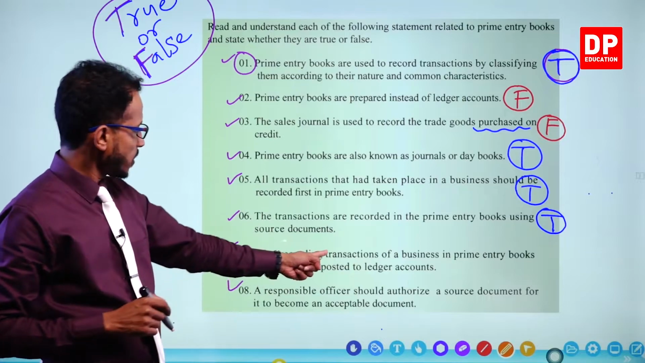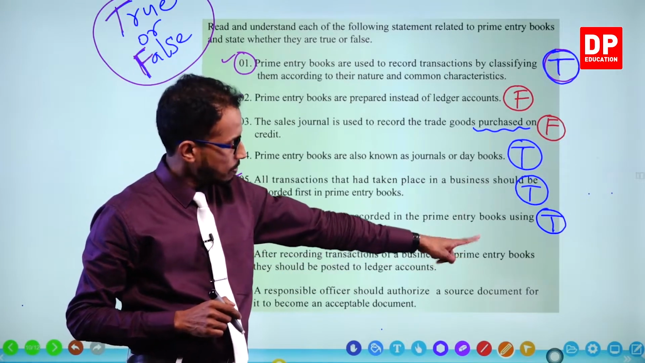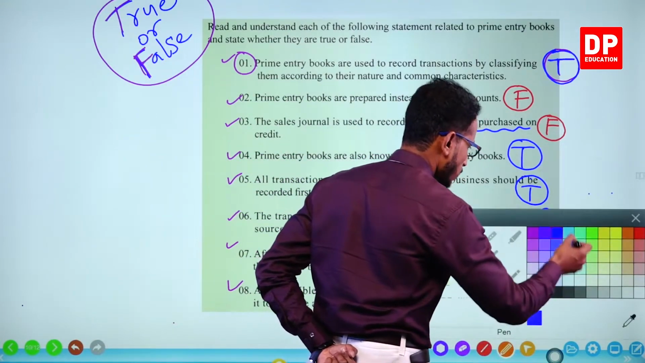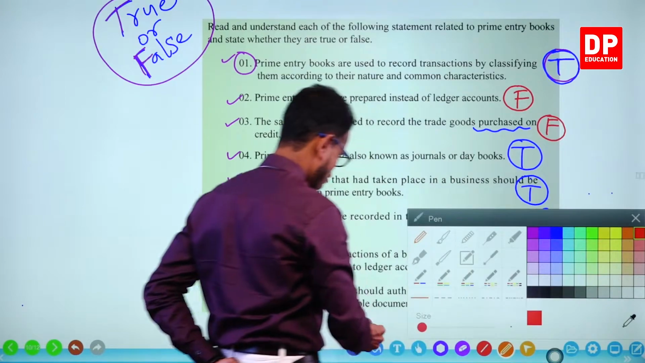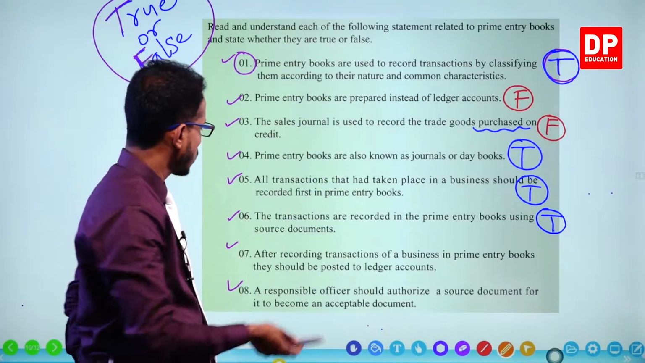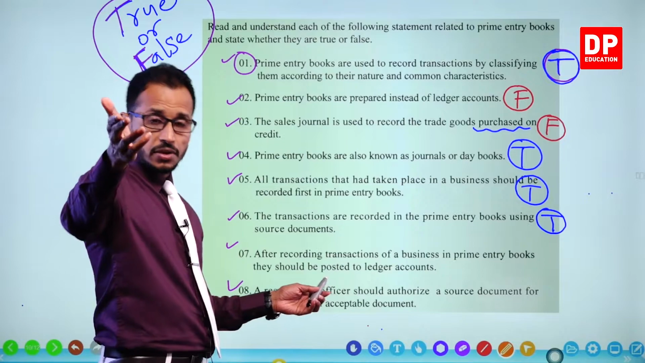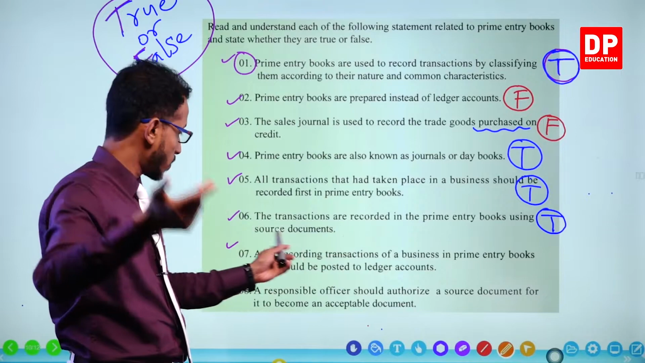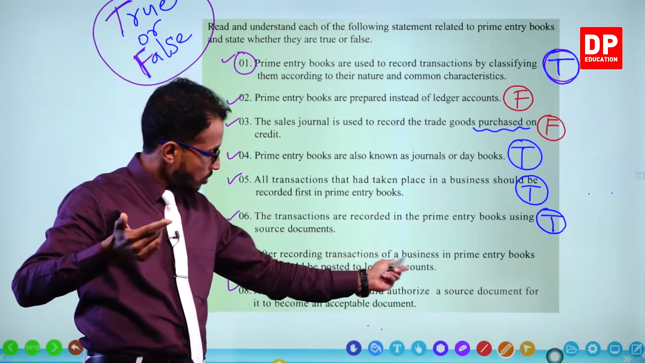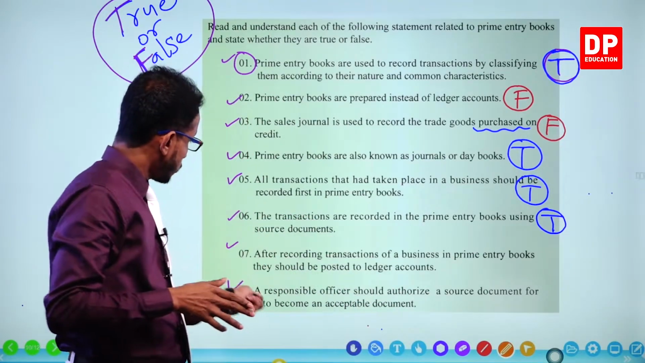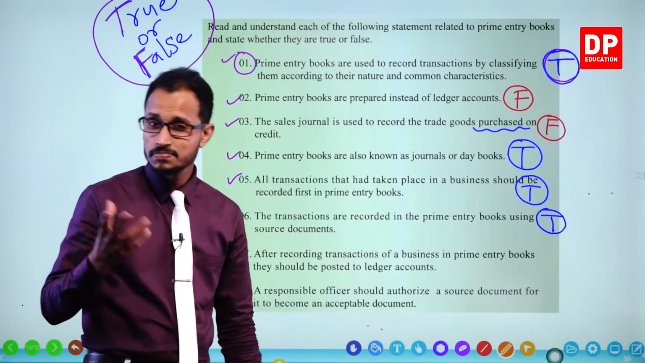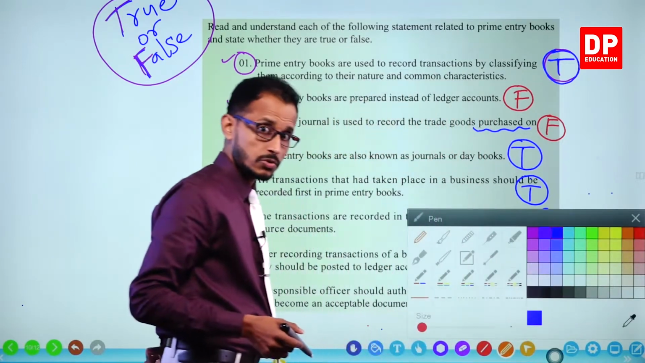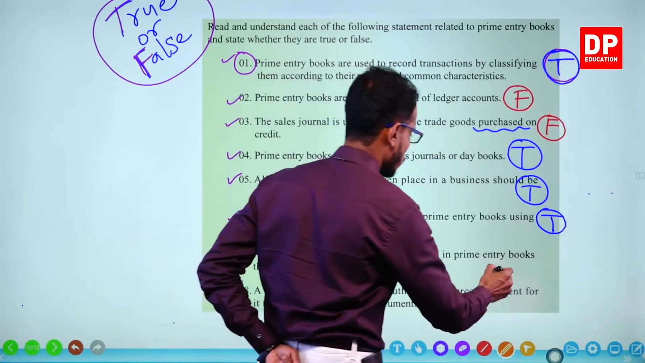Next, after recording transactions of a business in prime books, they should be posted to ledger accounts. What do you say? Shall I take the red color? Okay, I'll repeat it for you. After recording transactions of a business in prime books, they should be posted to ledger accounts. True? True, that's right. It's true.